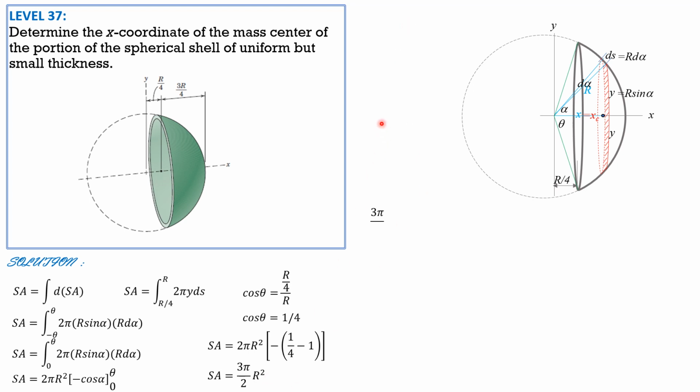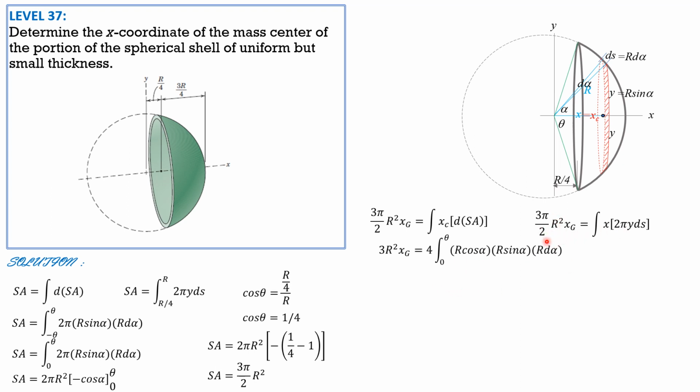Then by Varignon's theorem, surface area, 3/2 pi r squared, times x sub g equals the integral of x sub c differential surface area. From the figure, x sub c is just x. So 3/2 pi r squared xg equals the integral of x times 2 pi y ds. Substituting, remember that x is r cosine alpha. So 3/2, cancelling out pi, and let's have 2 times 2 here. So this is now 4. So 3r squared xg equals 4 times the integral of x, which is r cosine alpha, then y is r sine alpha, then ds is r differential alpha.